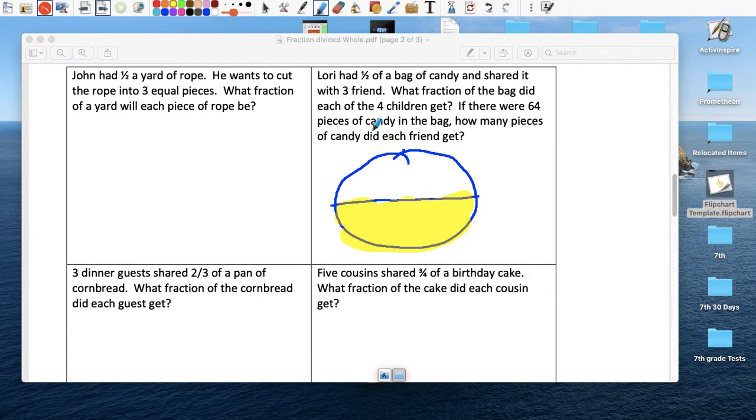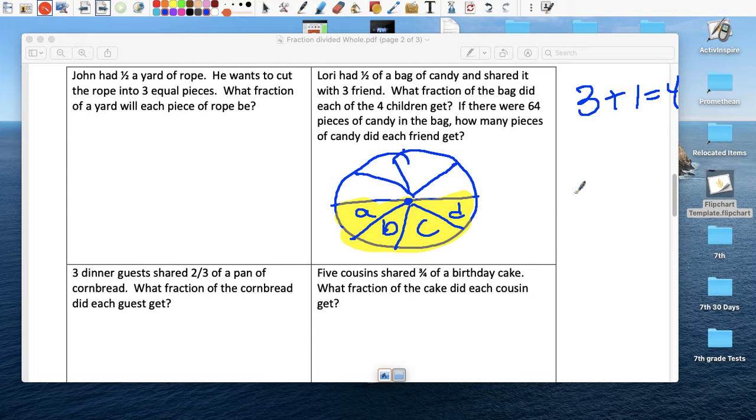And we're going to share this with 3 friends. 3 friends plus her, so 4 people. 3 friends and her, there's 4 people. I'm going to share into 1, 2, 3, 4. Let's break the other side into 4. Right? A, B, C, D. 4 people. How much did each person get? Every person got 1/8.